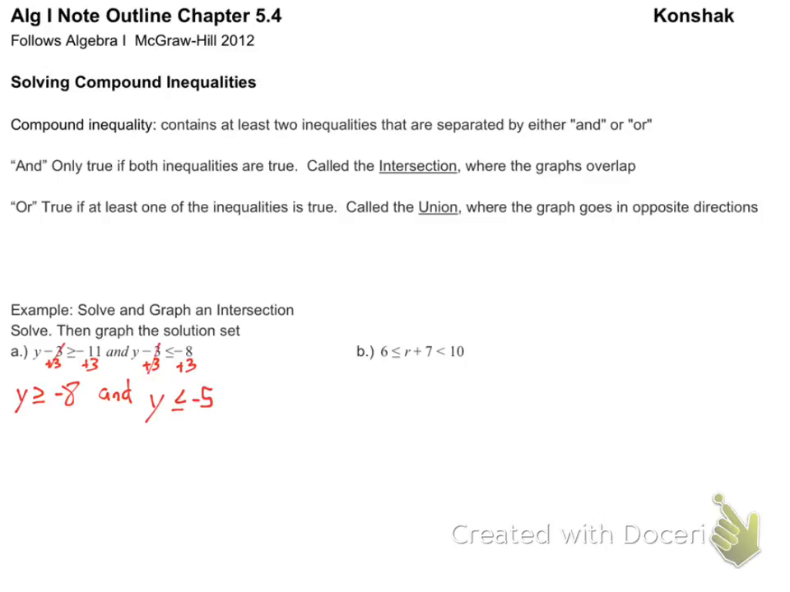Here's the cool thing. This is an "and." We need to figure out where do they overlap. What makes it true for both? And so when I go to make my graph, I'm going to look at my points, negative 8 and negative 5. Which one goes where? Which one goes on the left, guys? Negative 8 or negative 5? Negative 8. Then it's negative 5. Are these open, closed, both the same, one different? Both the same, and they're both closed dots.